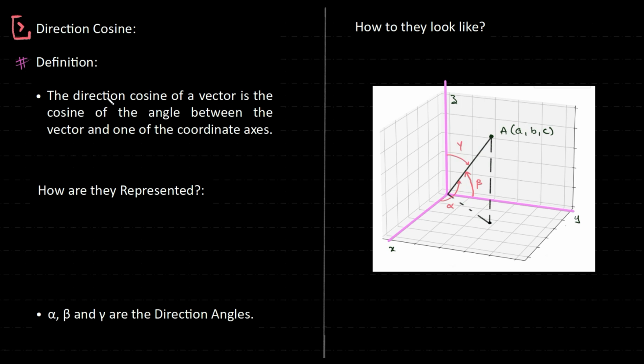The next concept is direction cosine. It's nothing but the angle made by the vector with each of the axes. So it looks something like this. We have a vector, and the angle made between the vector and the x-axis is alpha. Between y it is beta, and with z it is gamma. Okay, so those are your three angles.